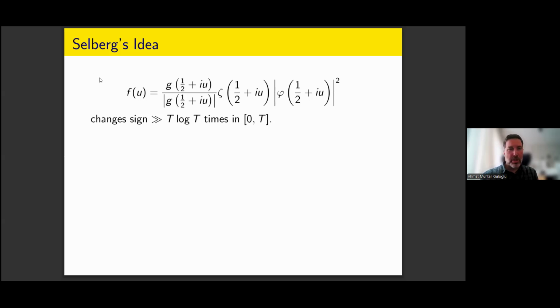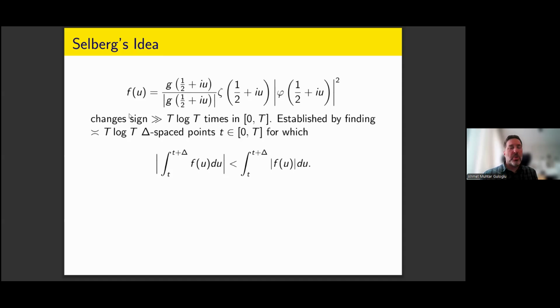To be able to do that, the idea is this. You look at these kinds of integrals, and if these two things are the same, f of u is not changing sign basically. Otherwise, it is changing sign. So to be able to see sign changes, you compare, you look at the count: it basically counts all the little t in this box for which this inequality holds. That's the idea.